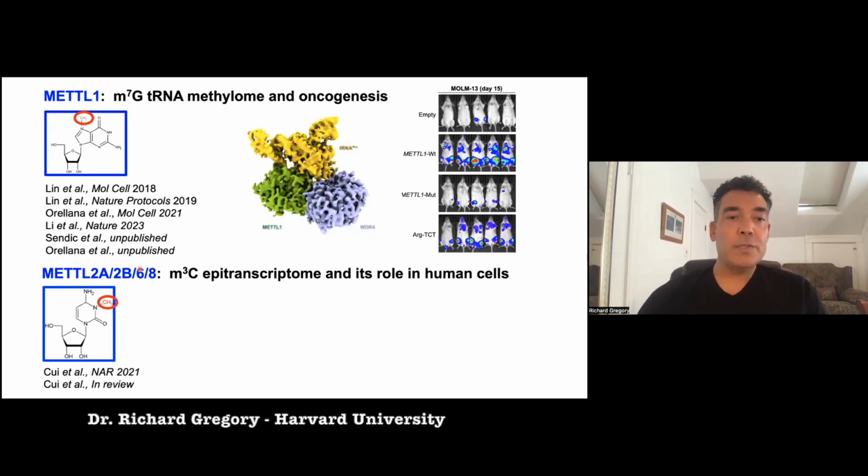And then I'm going to move on to the second topic today, which is going to be M3C. There are at least 4 known M3C methyltransferases in the human genome. And I'm going to talk about our methods for mapping M3C and also unpublished work where we investigate the role of these relevant methyltransferases.